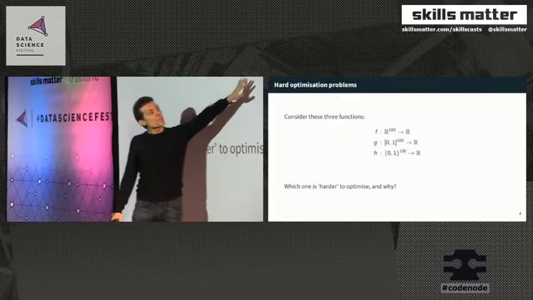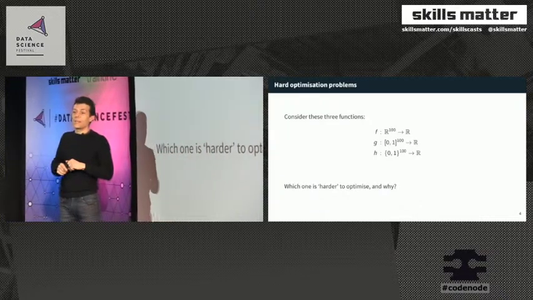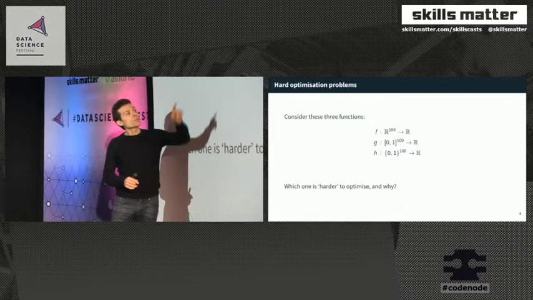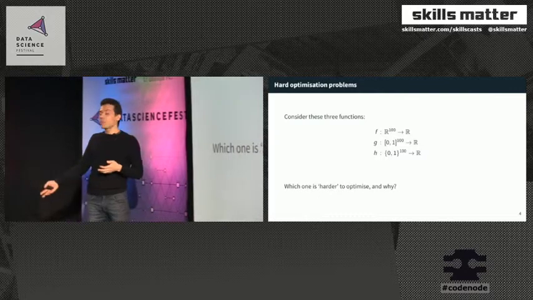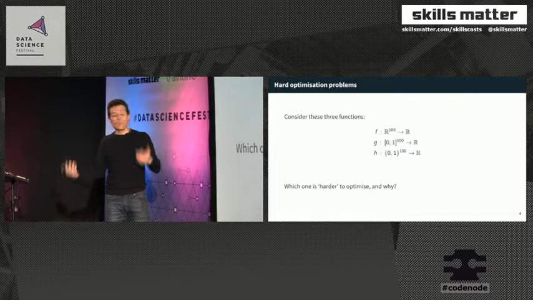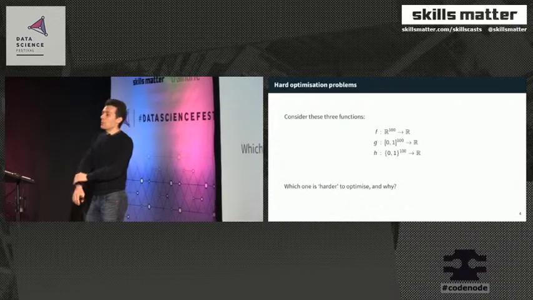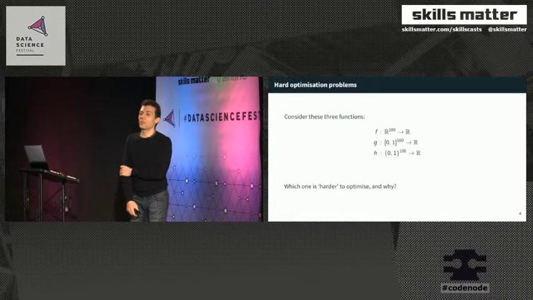And then you have h, which is the last one, that also takes 100 parameters, but they can either be 0 or 1, so they're binary in this case. That's the main difference with g. Output is always the same, it's just a real value that you want, say, to minimize or optimize, doesn't really matter. If you just had to guess, which of the 3 functions would you say is the most difficult to optimize?